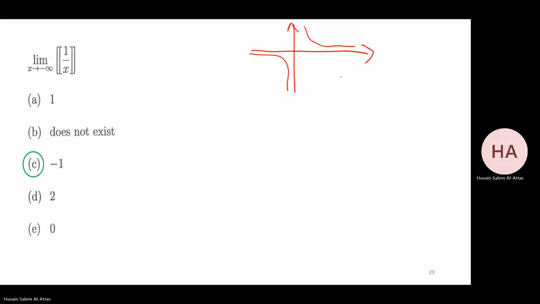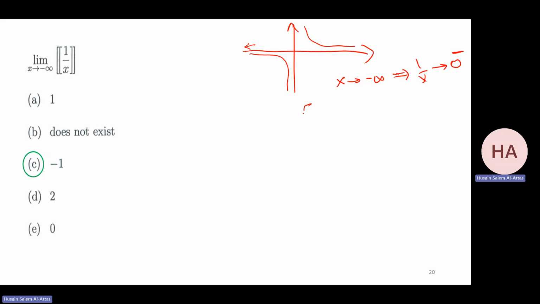As x goes to minus infinity, 1 over x goes to what? Minus infinity, it's going here. Note, as x goes to minus infinity, 1 over x goes to 0 from the left.